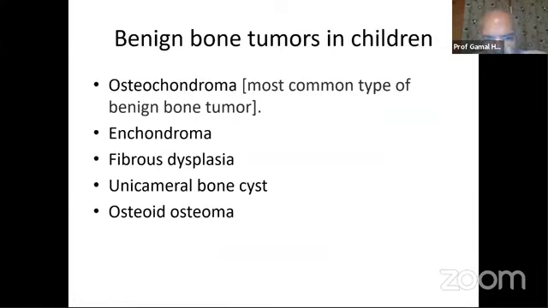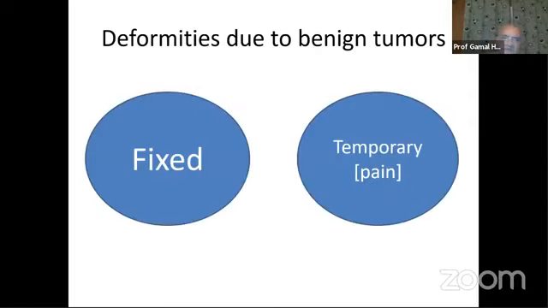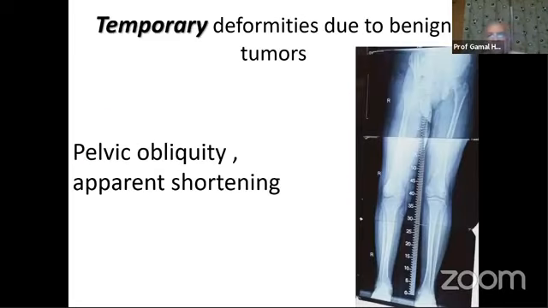So going back to benign tumors, perhaps we talk about some of them: osteochondroma, enchondroma, fibrous dysplasia, unicameral bone cyst, and osteoid osteoma. The deformities due to bone tumors may be fixed or temporary. Temporary due to pain or agonizing pain. So in such a case, where we have pelvic obliquity, apparent shortening, it's due to osteoid osteoma and the severe pain. So it's not a fixed deformity.